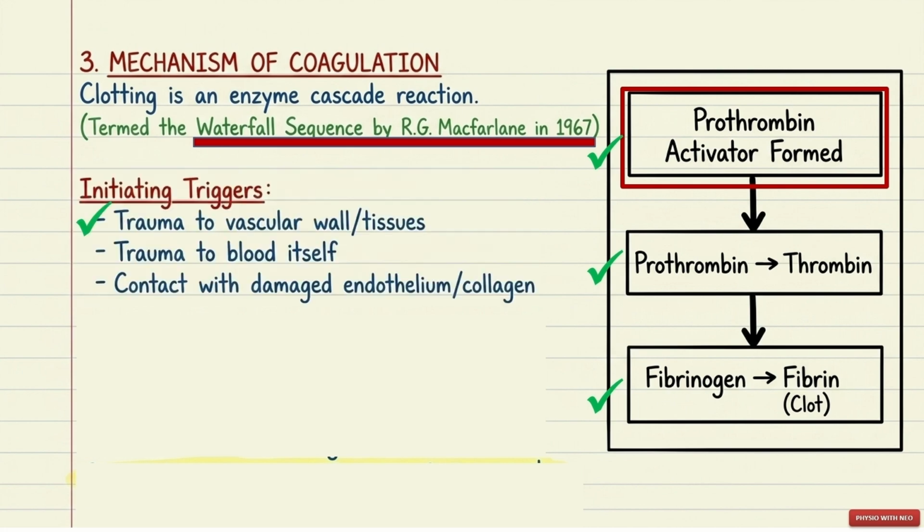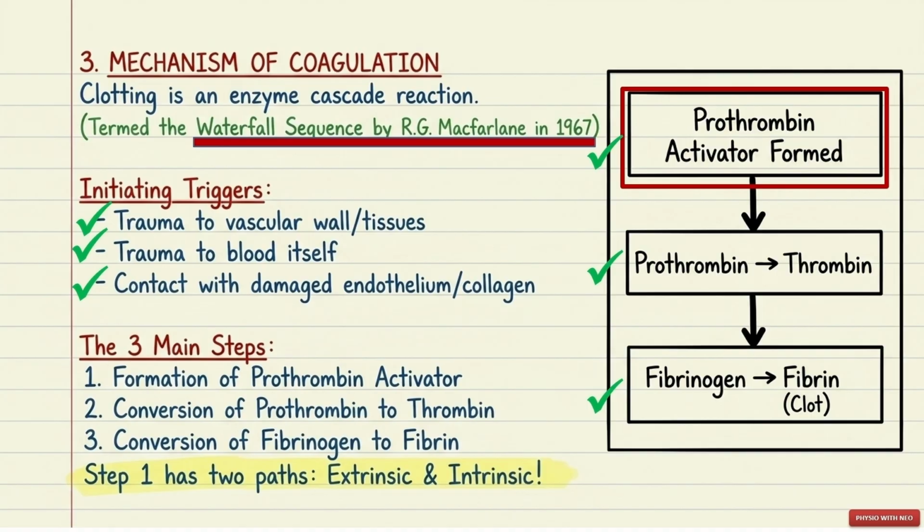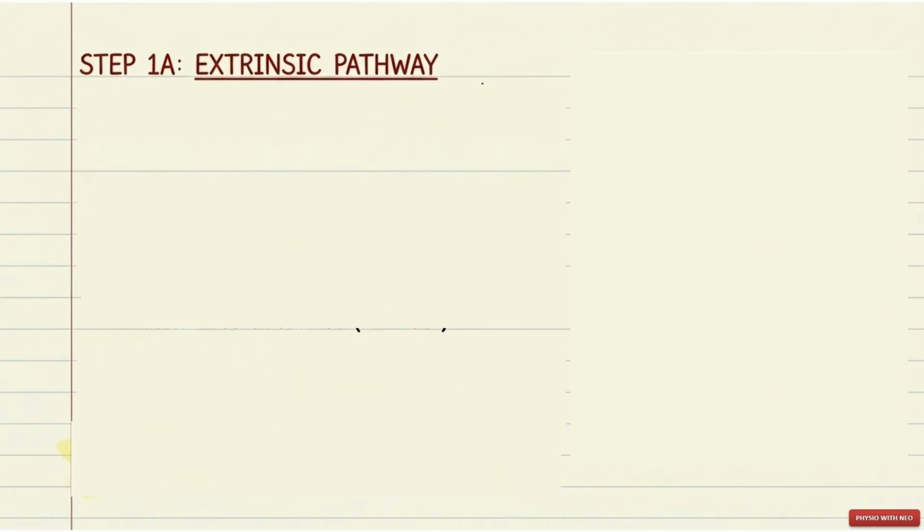It is mainly triggered by 3 triggers. First, trauma to the vascular wall, trauma to the blood, and contact with the damaged endothelial collagen. As I said, remember only 3 steps: formation of prothrombin activator, conversion of prothrombin to thrombin, and conversion of fibrinogen to fibrin. Now this step number 1 has 2 parts, extrinsic and intrinsic. Let's see which pathway is faster, intrinsic or extrinsic.